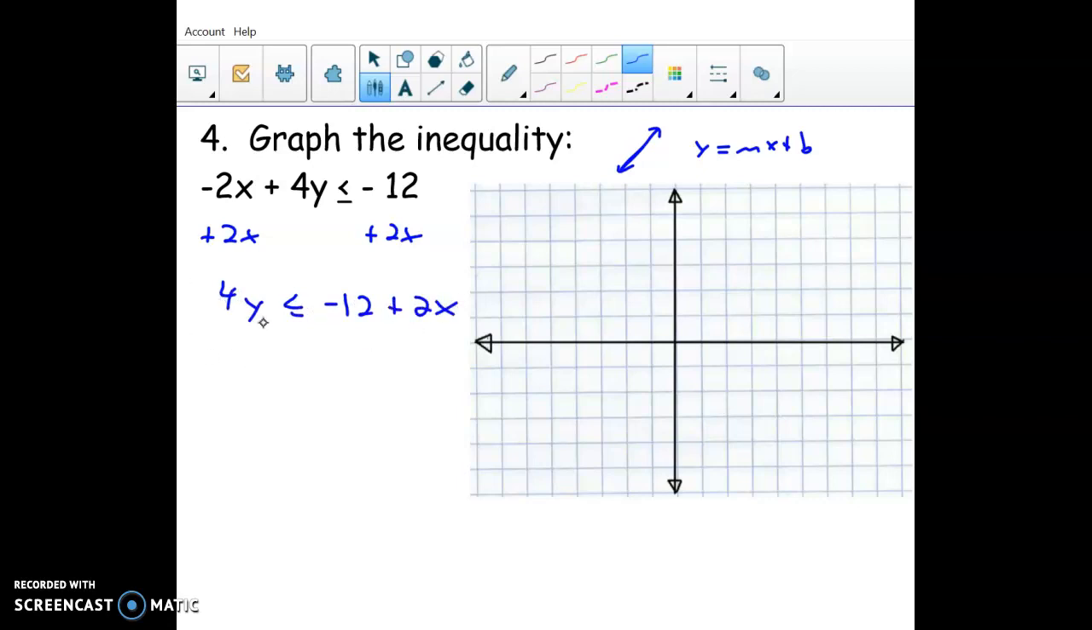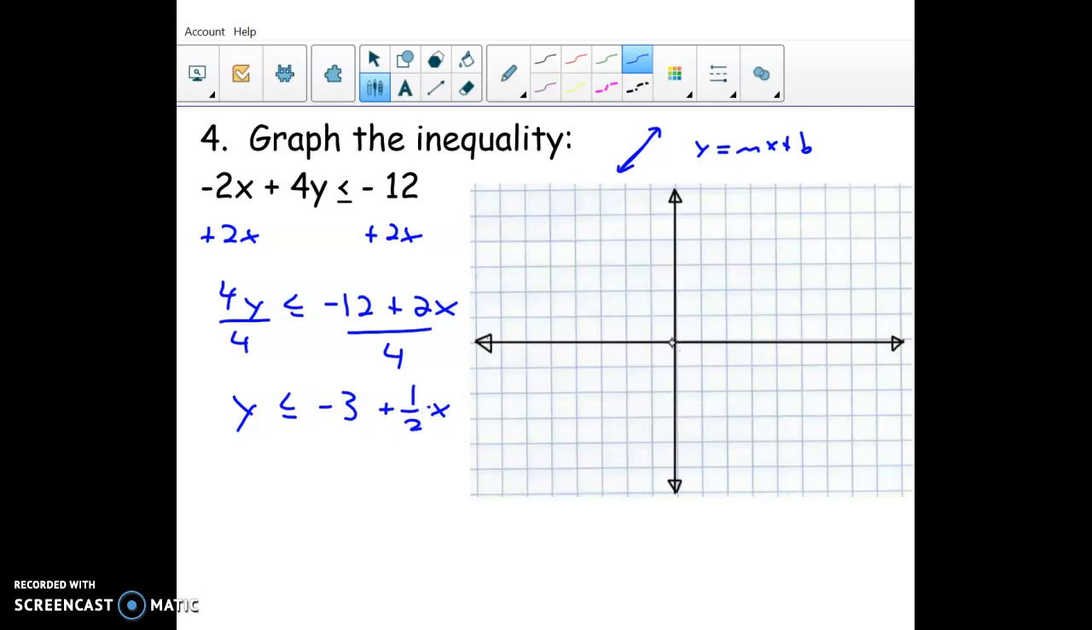Okay, and then to get y alone, I'm going to divide by 4. And I'm not going to flip the sign because I'm dividing by a positive 4. Right, if it was negative, then the sign would flip, but because it's positive, it doesn't flip. So then I have minus 3 and then 2/4. I'm going to just reduce that to 1/2. I'm going to leave it as a fraction because I want my slope that way anyways.